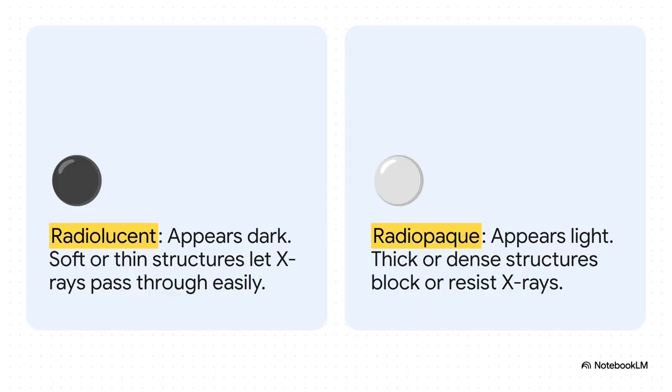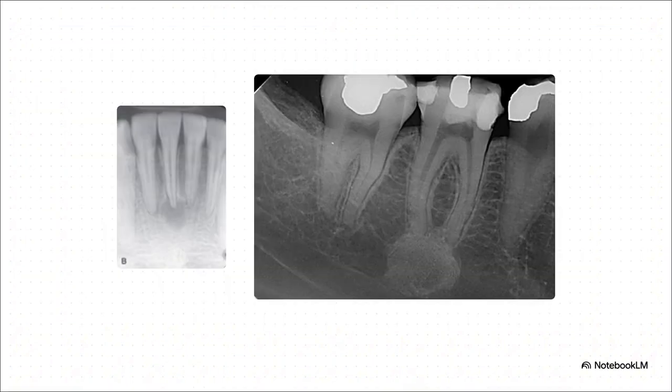Anything that's radiolucent shows up as dark or black because the X-rays pass right through it, like with soft tissue or a cavity. On the flip side, anything that's radiopaque appears light or white because dense things like bone, enamel, or fillings are blocking the X-rays. Let's see this in action.